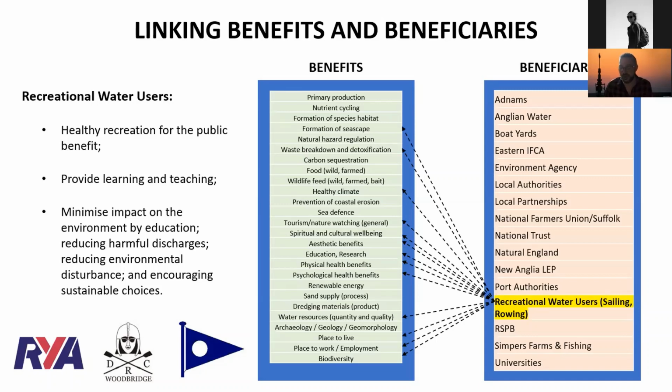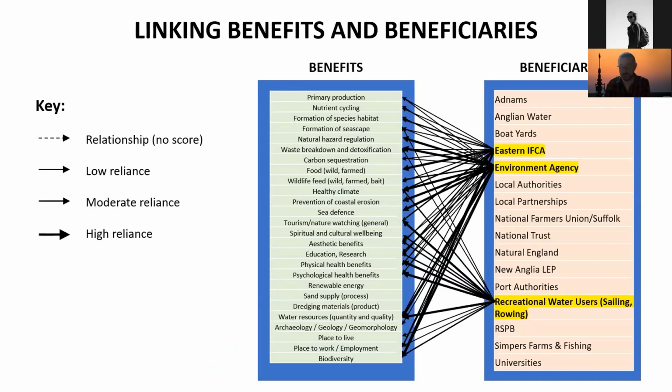They could be reliant on, for example, the formation of seascape. People like to sail in attractive places, on water quality, and obviously on tourism benefits from systems, the physical health benefits from systems, a place to live, biodiversity. A whole range of different benefits that the system produces are important to recreational water users.